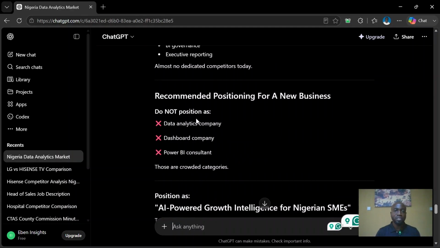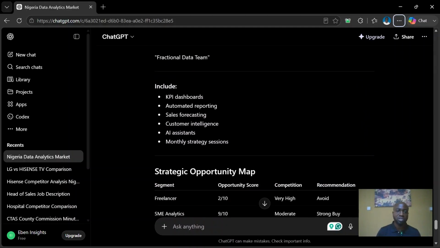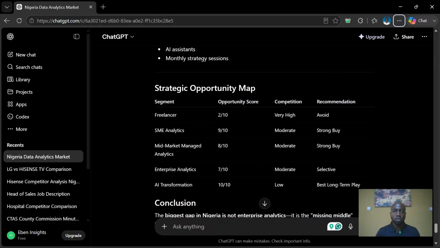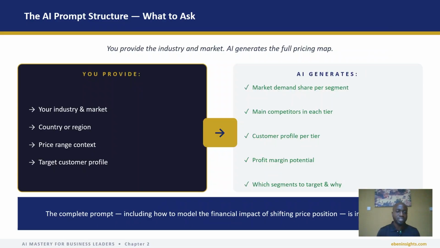So this prompt is adaptable for any industry. You can use it for any industry you want, and you're going to get good results also. It helps you decide how you should price your products and services. It also gave us a strategic opportunity map. Freelancers have the lowest opportunity out of 10, SME analytics 9 out of 10, and AI transformation has the biggest opportunity, 10 out of 10. Then the conclusion. Now you see how AI can help you do this pricing gap analysis faster than if you had to do it manually.